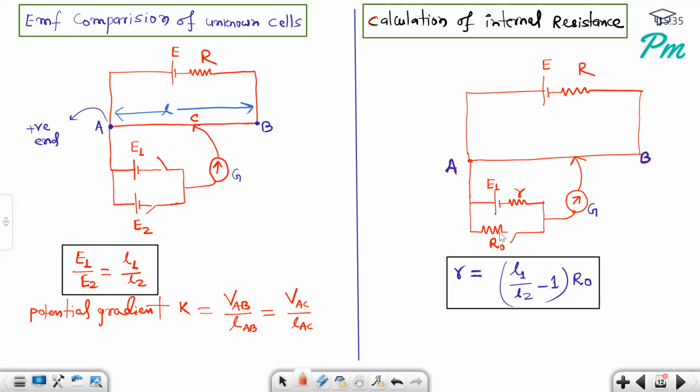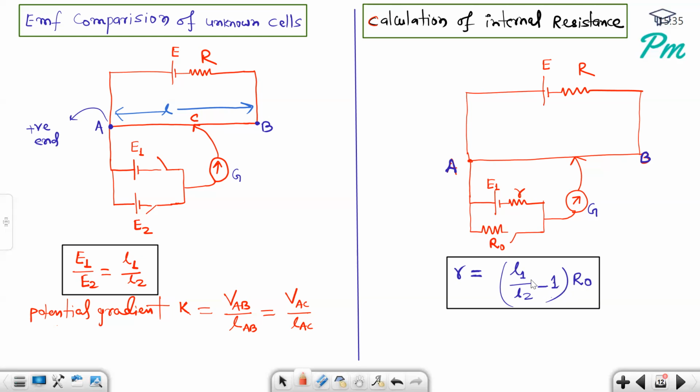Now what we do, we use one resistance in parallel with this combination. Say this is R. Now this internal resistance r can be written as (L1 by L2 minus 1) into R.